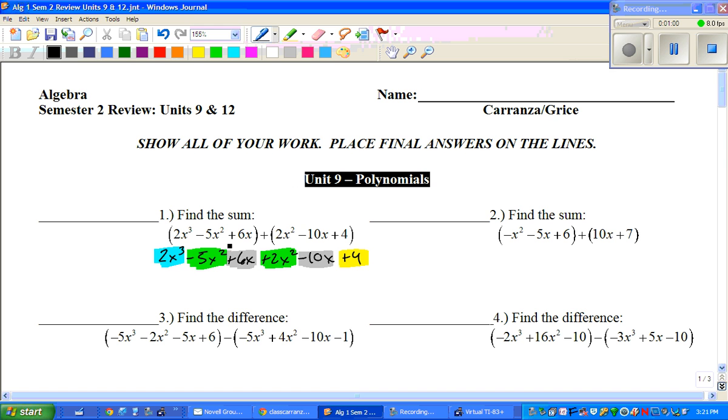Okay? So, 2x cubed stays the same. The green, negative 5 plus 2 is negative 3x squared. The 6 and the negative 10 is negative 4x, and then positive 4. Is there anything else that's the same? I don't think so. So I'm going to transfer that onto the line. And that's our final answer. Okay?